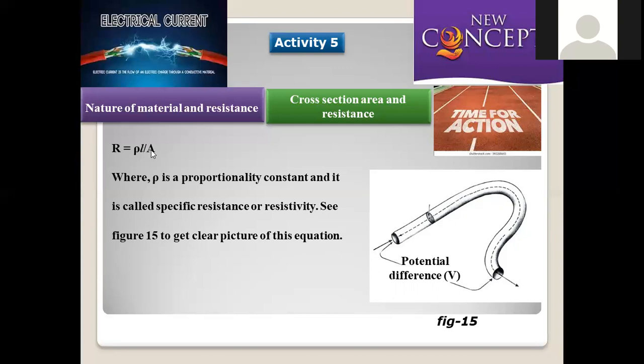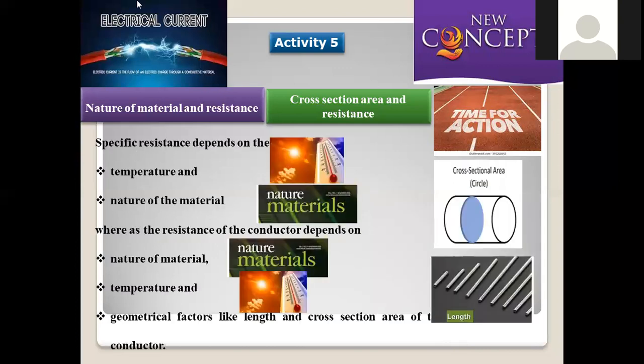So in L by A, L is nothing but length and A denotes what? Area of cross section. And rho denotes the specific resistance of the material. So that is shown in this figure, and that can be applicable to this one. The potential difference is denoted with V, and there is a clear picture of this equation: as the length increases, the resistance of the material also increases. As the cross-sectional area increases, resistance decreases. And both are used to generate the potential difference called the EMF of the cell. That is depicted in image number 15.